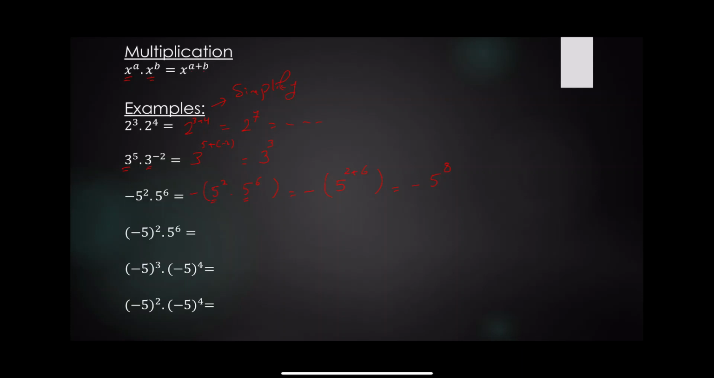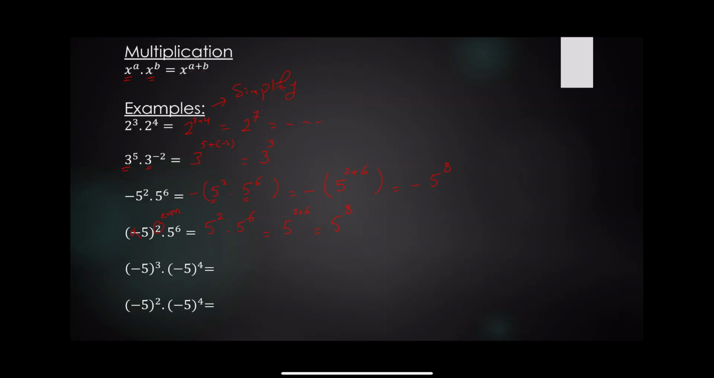What about minus 5 between two brackets raised to the power 2 times 5 to the power 6? Again, we need only to simplify. Remember, 2 is an even number, and negative 5 to the power 2 will give us a positive value. So as if we are canceling this, as if the negative value is not here, as if we are multiplying 5 to the power 2 times 5 to the power 6. And the answer is going to be 5 to the power 2 plus 6, which is 5 to the power 8. Another example.